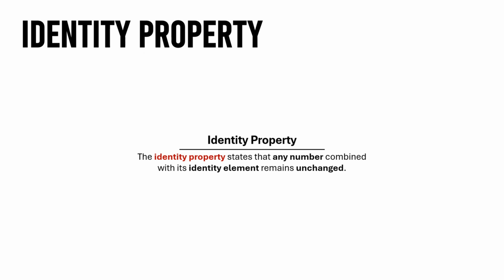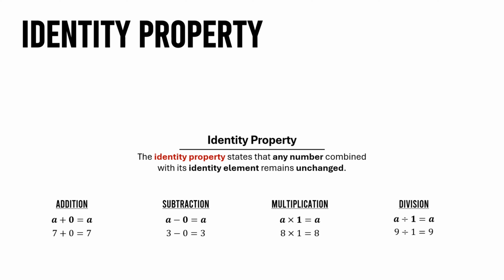Identity property. The identity property states that any number combined with its identity element remains unchanged. So here we have addition, a plus 0 equals a. So 0 is the identity element for addition. If we add a 0 to a number, we get the number itself. So 7 plus 0 is equal to 7.